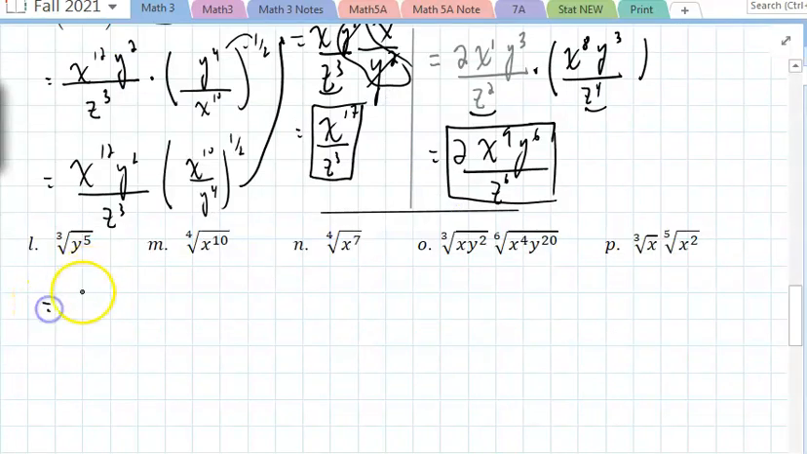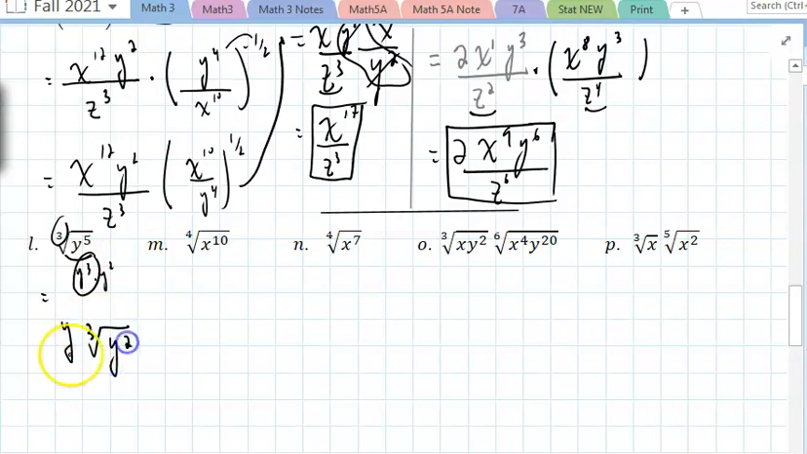Oh, if I want to write that as an exponential, that's y to the 5 over 3. Or if it says simplified, that's not asking for you to write it as an exponential. Instead, what you're really supposed to say is, well, this is y cubed times y squared. Those 3 clear the cube root as a y, and you're left with a y squared underneath the radical.